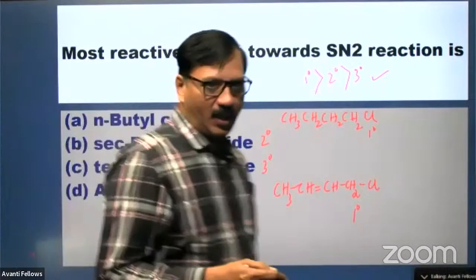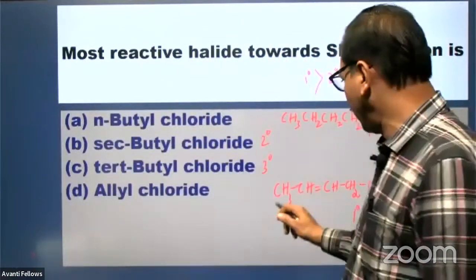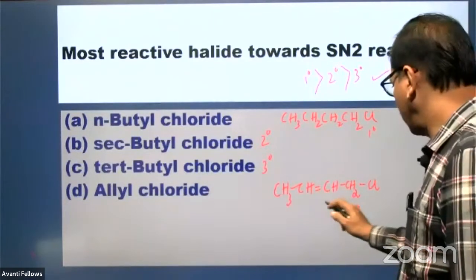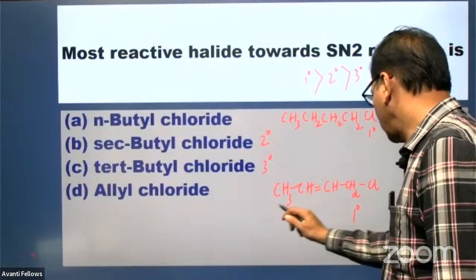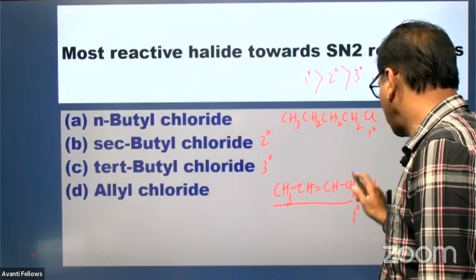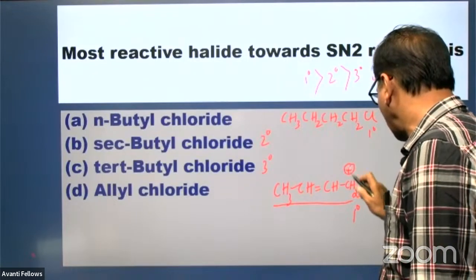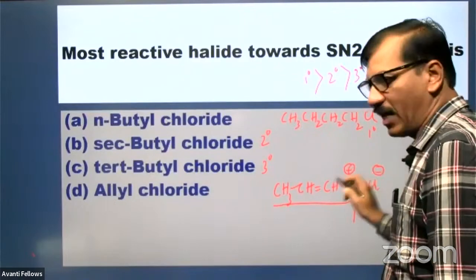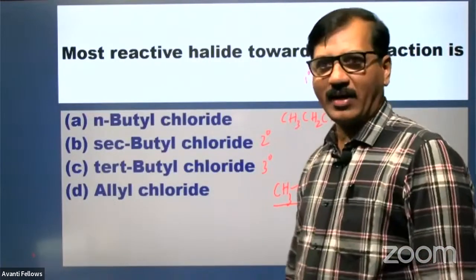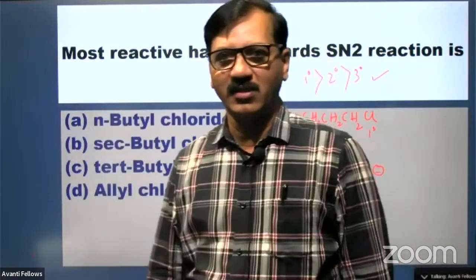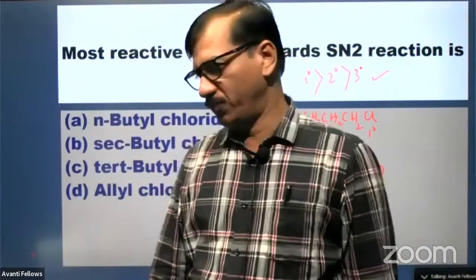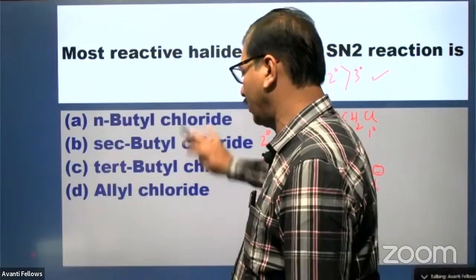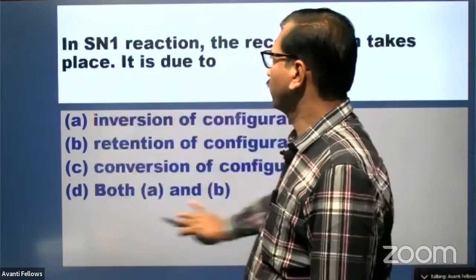Because even though it is a primary halide, the key thing that I have told is, this is allylic and it forms an allylic carbocation. Once it forms the allylic carbocation by the cleavage, it is stabilized by resonance. Whenever the carbocation formed is stabilized, then the SN1 path it will go. Therefore, allyl chloride is not the right option. That is where the difference is.